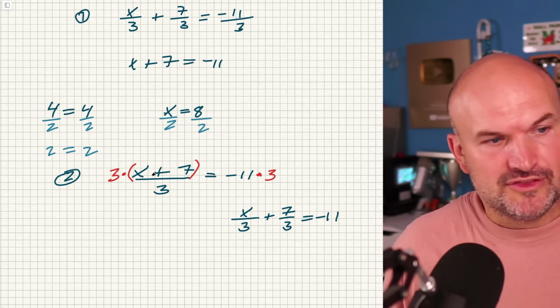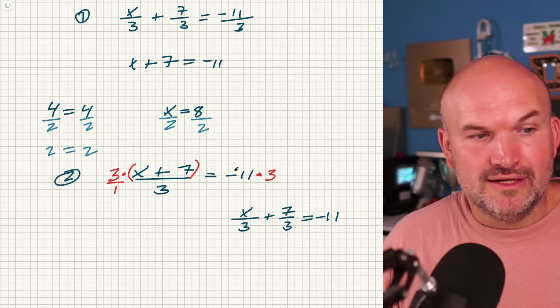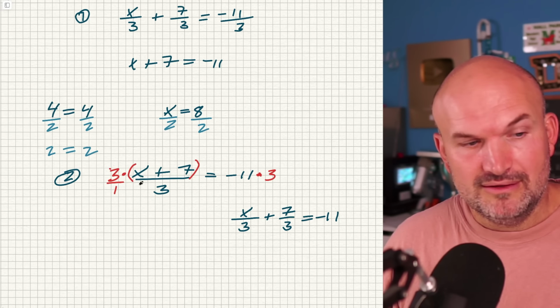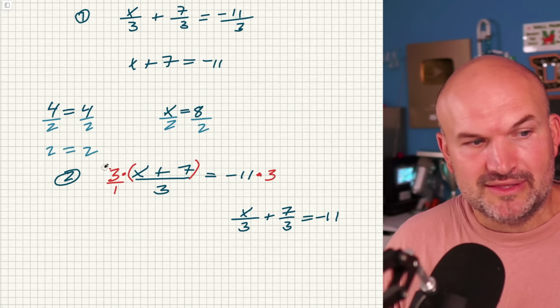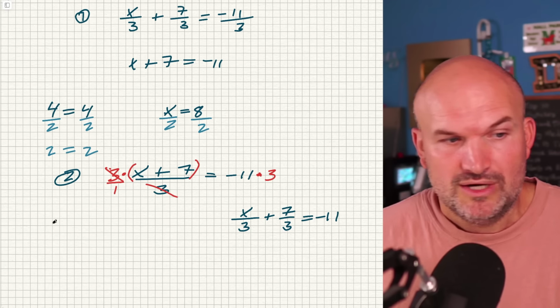But what happens when I have a 3 times this expression? And again, that's 3 over 1. And then over here, I have this negative 11 times 3. Well, here you can see it's multiply 3 divided by 3. Again, inverse operations, they're going to undo each other, going to divide to 1.